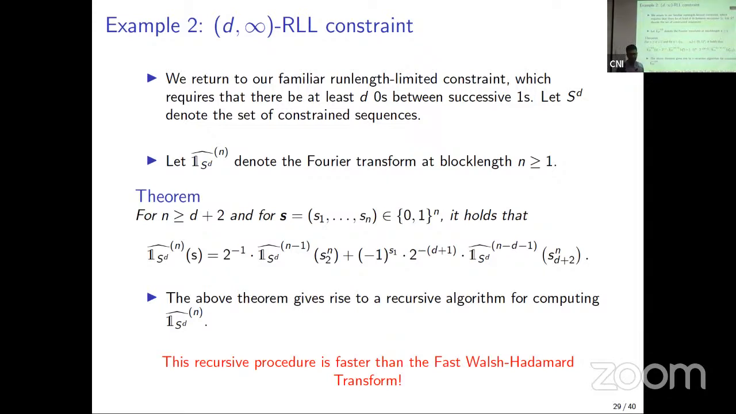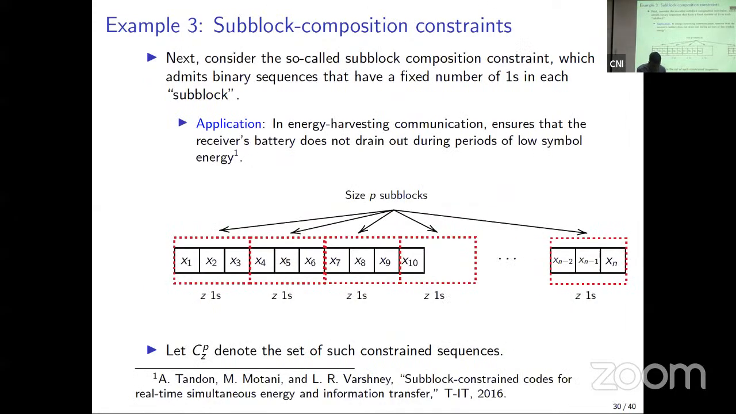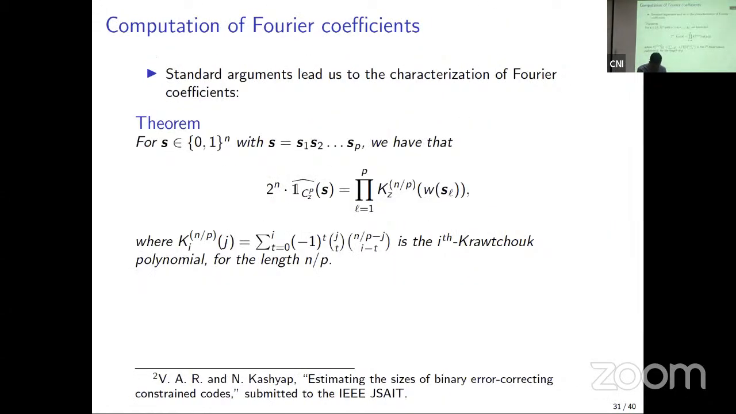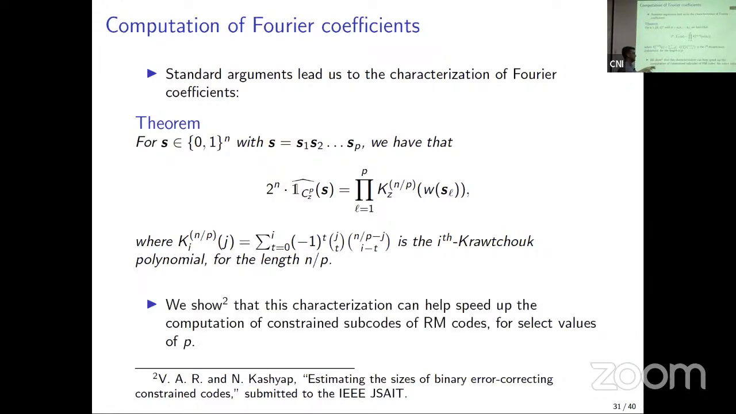So there's a lot of potential here. We also do have some knowledge of what these recurrence relations should look like for general constraints, but we haven't proved them yet. So this is a very interesting problem for future research. We do have some similar computations made for subdot constraints also, and we compute the number of constraint subcodes of Reed-Muller codes using this formulation. And all of this is in our paper.